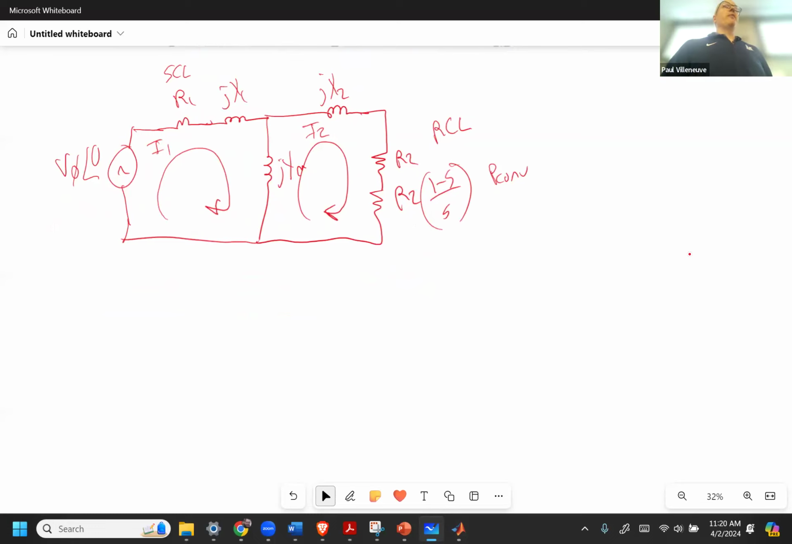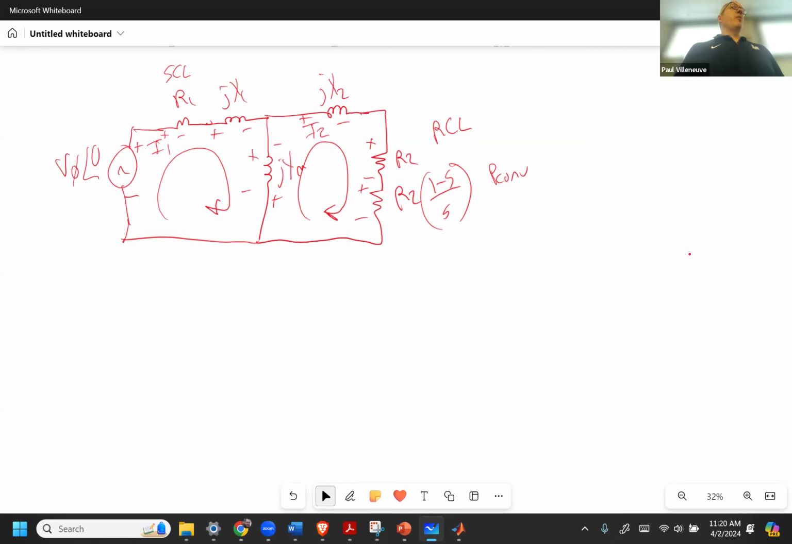So if I'm going too fast, let me know. Minus to plus, plus to minus, plus to minus, plus to minus, plus to minus, plus to minus, and plus to minus. Everybody agree with that? Just doing the loops in the direction of the current.